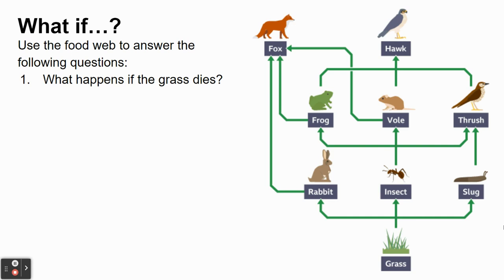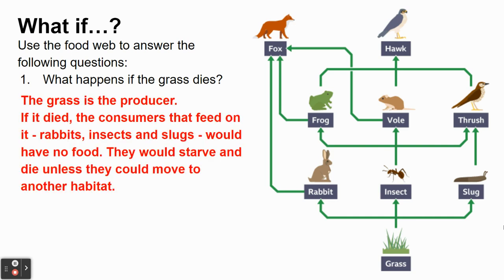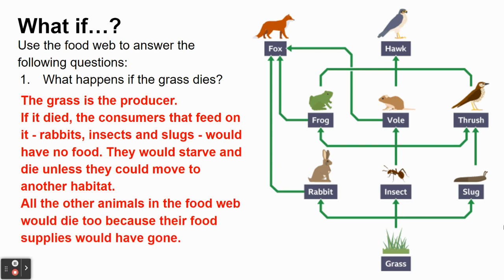Okay, so let's have a look at each of these in turn. What happens if the grass dies? Well, the grass is the producer. If it died, the consumers that feed on it, the rabbits, the insects and the slugs, as you can see by the arrows here, they would have no food, so they would starve and die unless they could move to another habitat. And remember, all the other animals in the food web would die too because their food supplies have gone.